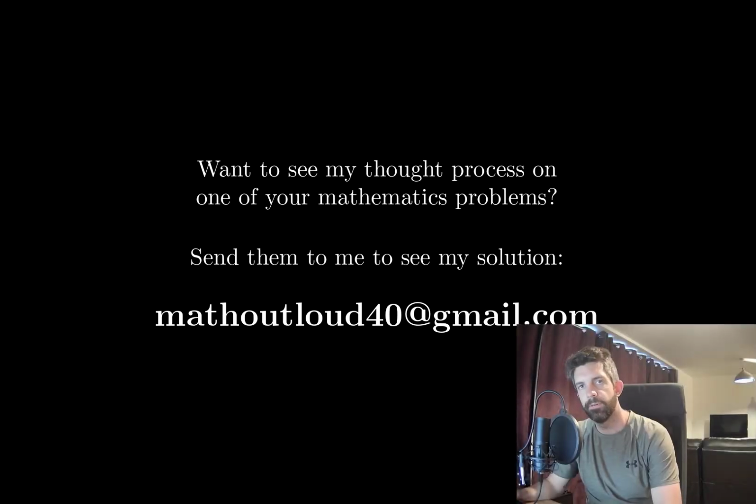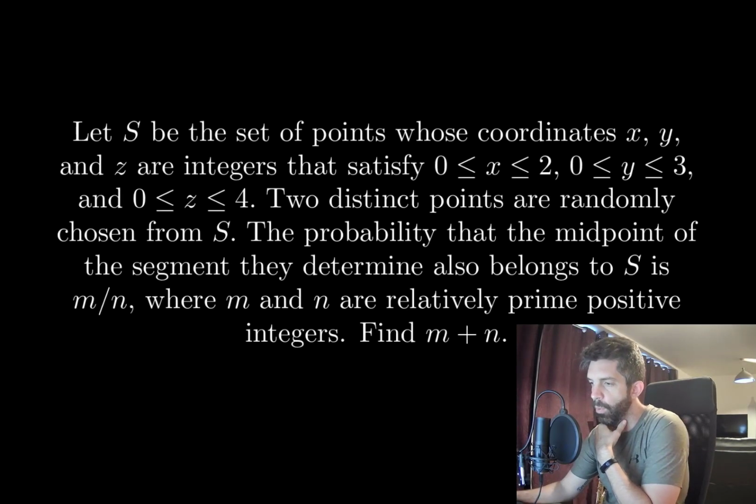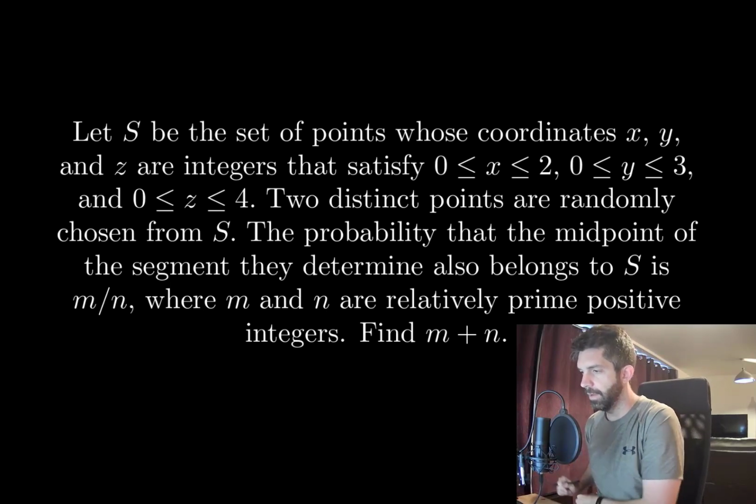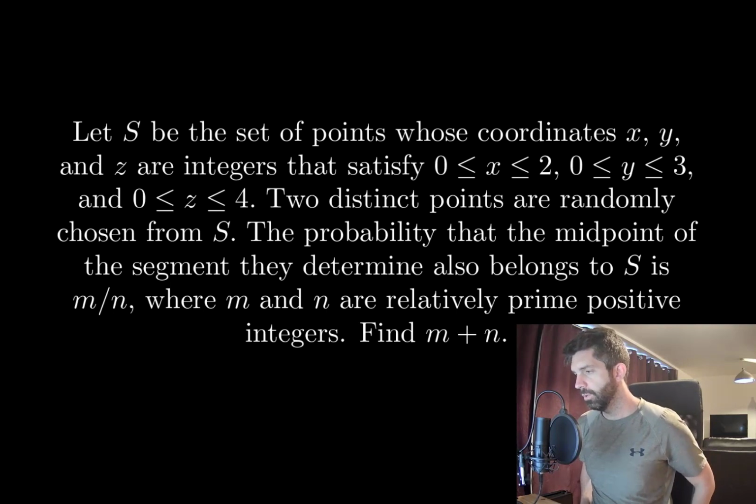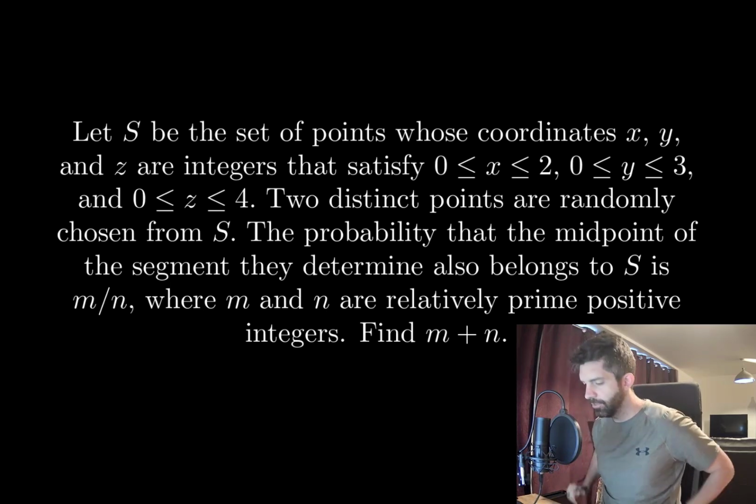Hello everyone, let's solve our next problem. Let S be the set of points whose coordinates x, y, and z are integers and satisfy x between 0 and 2, y between 0 and 3, and z between 0 and 4. Two distinct points are randomly chosen from S. The probability that the midpoint of the segment they determine also belongs to S is m over n, where m and n are relatively prime positive integers. Find m plus n. Okay, interesting.